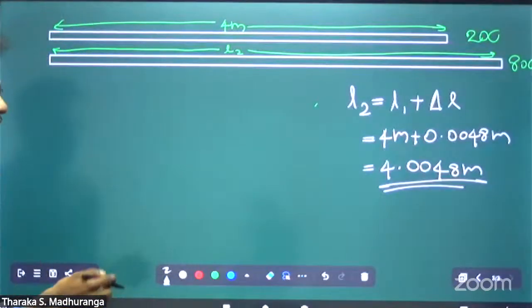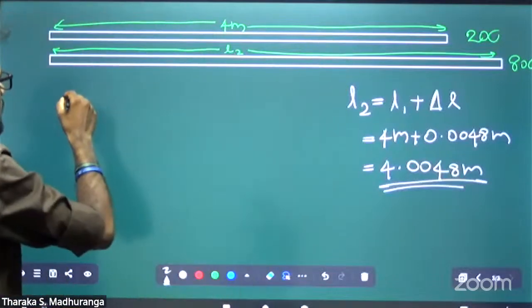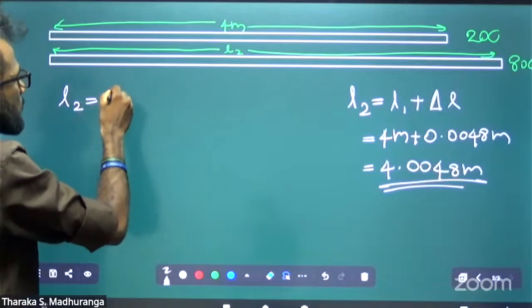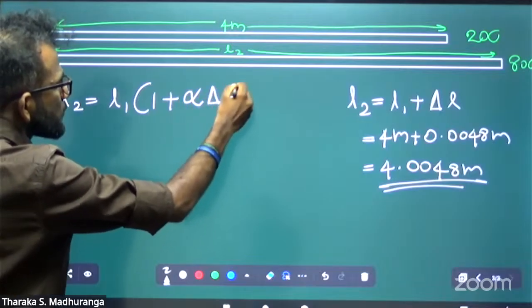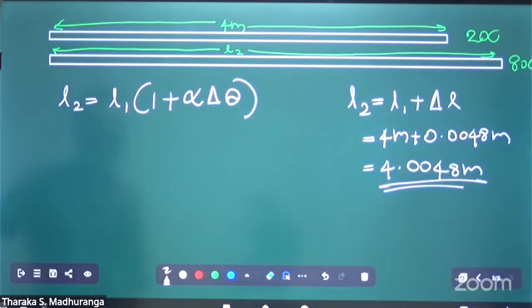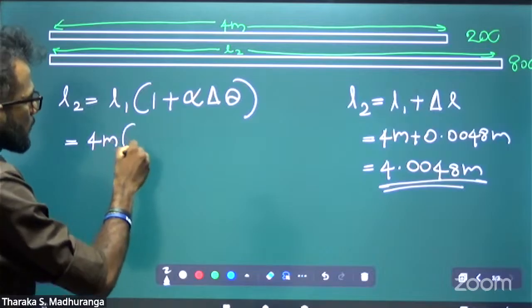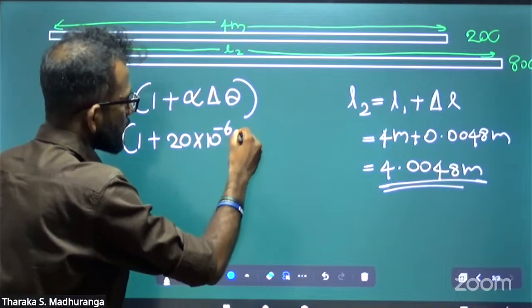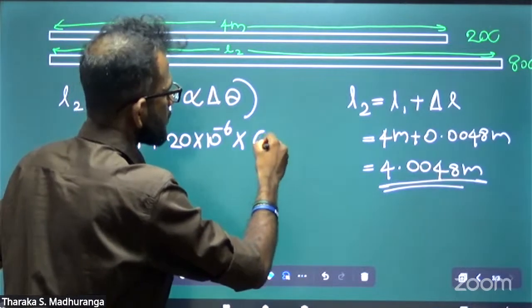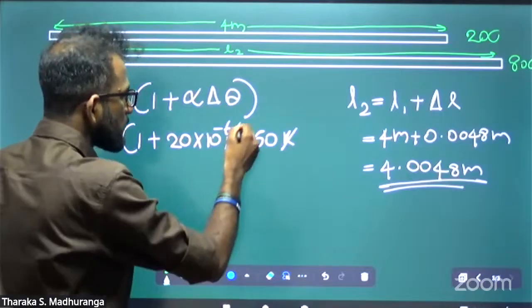Second method. I'm not going to do every question by both methods, only the first question I will show you. Now L2 equals L1 times (1 plus alpha delta theta). Now you can get L2 directly. L1 is 4 meters, alpha is 20 into 10 to the power minus 6, delta theta is 60 Kelvin. It is per Kelvin, so it cancels out.